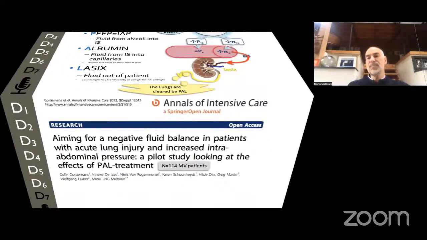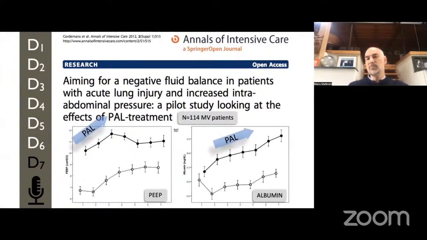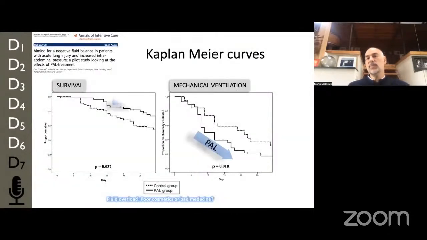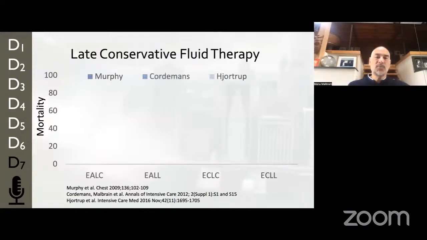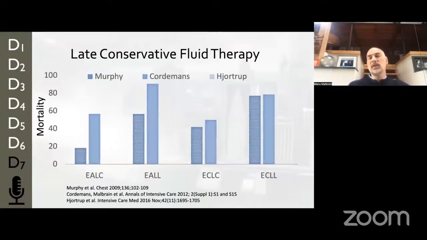We looked at this retrospectively, matched control. So the PAL group had higher PEEP, higher albumin, because it was substituted, and after 1 week of treatment, cumulative fluid balance was in balance, and this resulted in better oxygenation, lower abdominal pressure and lung water, and again better survival and better weaning. So the combination of early adequate and late conservative, or early liberal and late conservative, may have an impact on outcome.